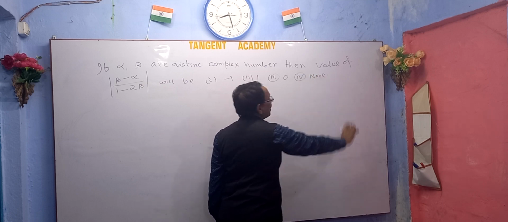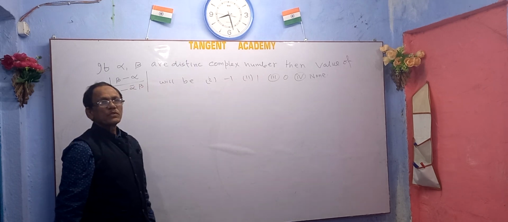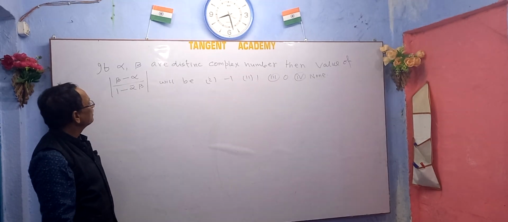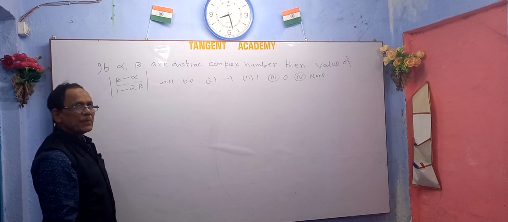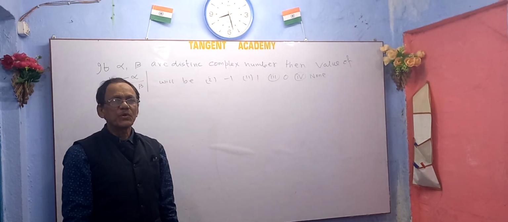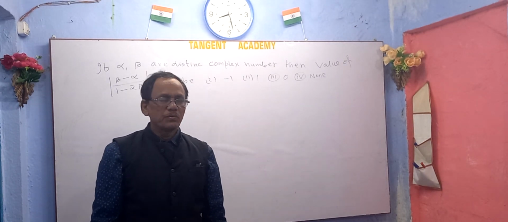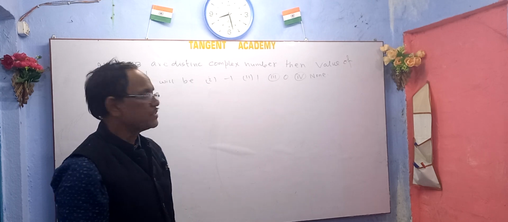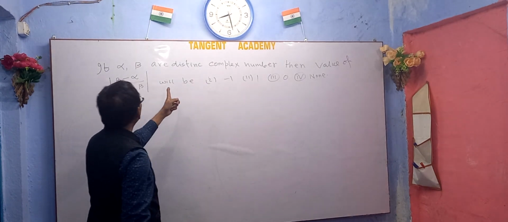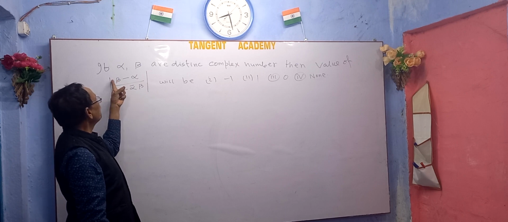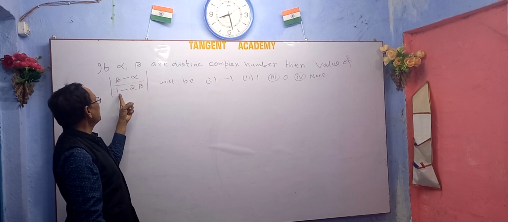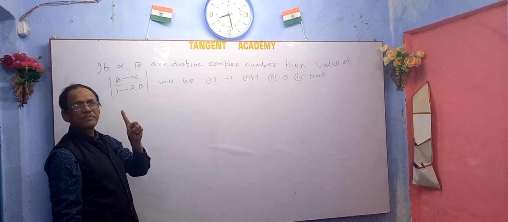Very interesting problem. I am going to solve this problem. Before solving it, I would like to discuss some properties. By using those properties, I will find the value of the absolute value of beta minus alpha divided by 1 minus alpha bar into beta.